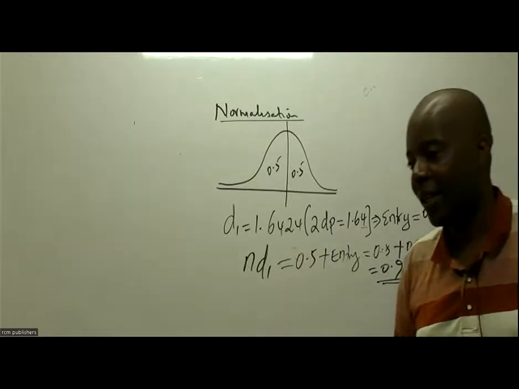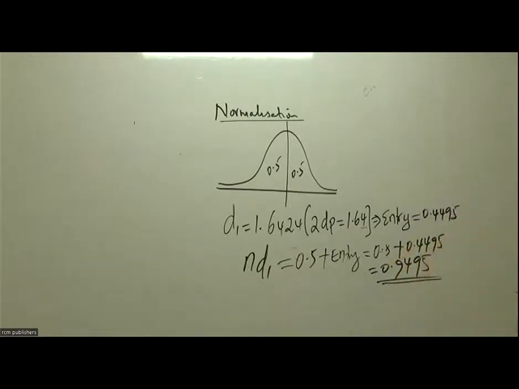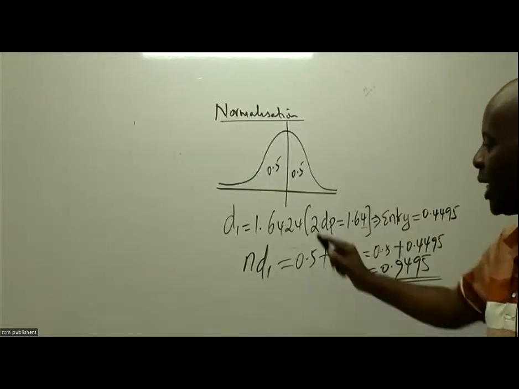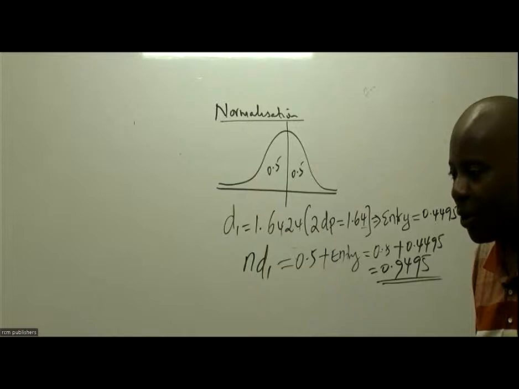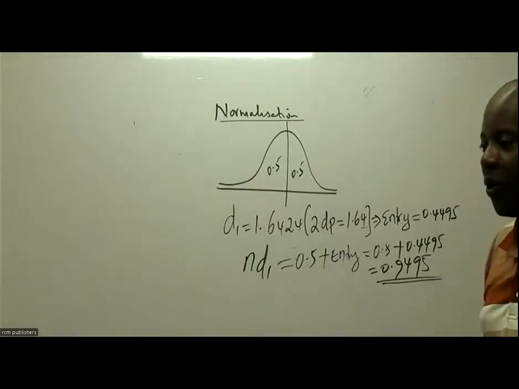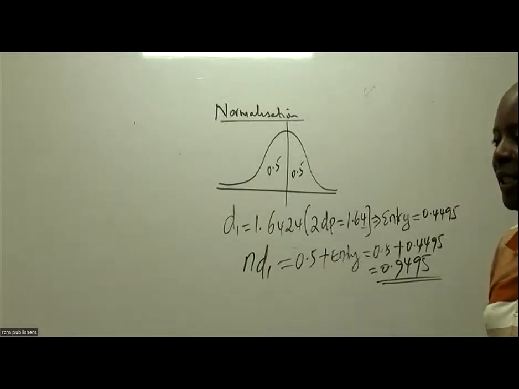ND1. So you need to stage your normalization. ND1, done. What if you're given that other table?